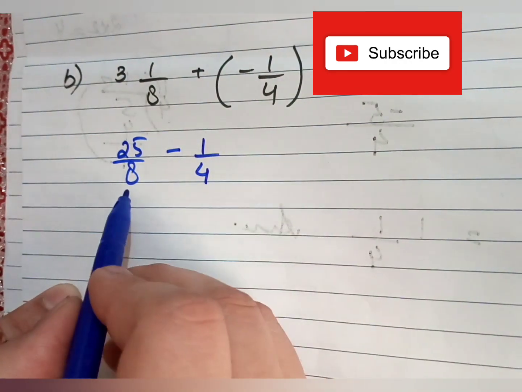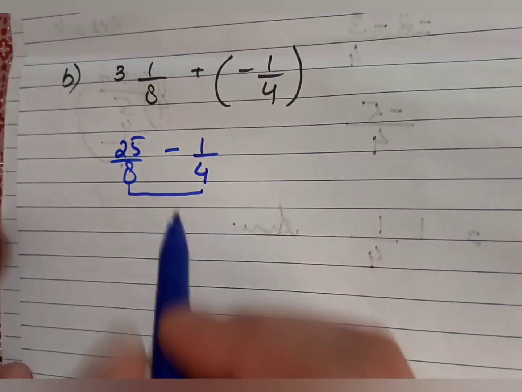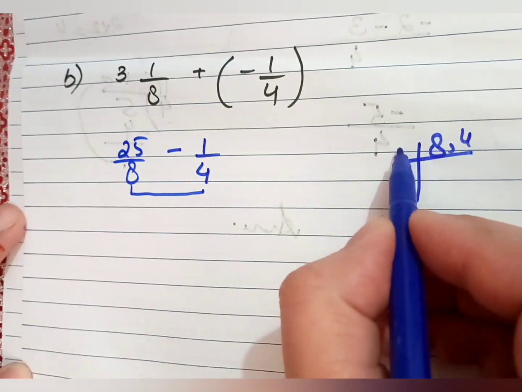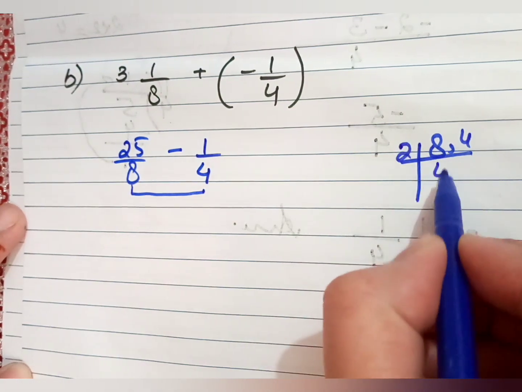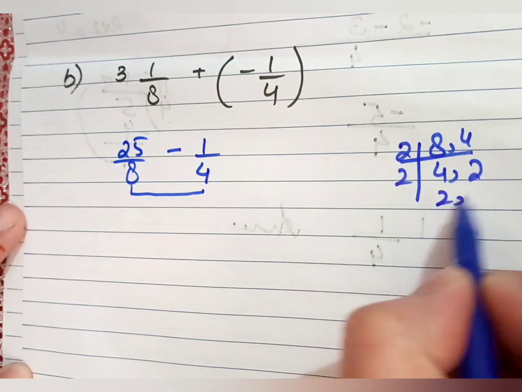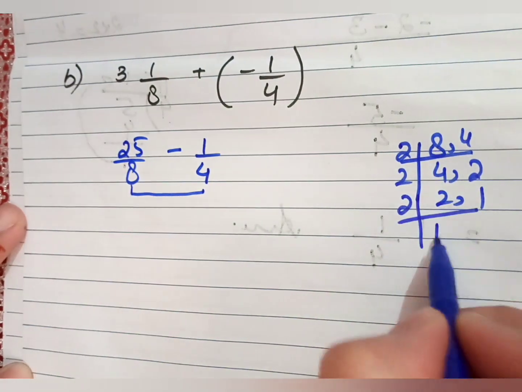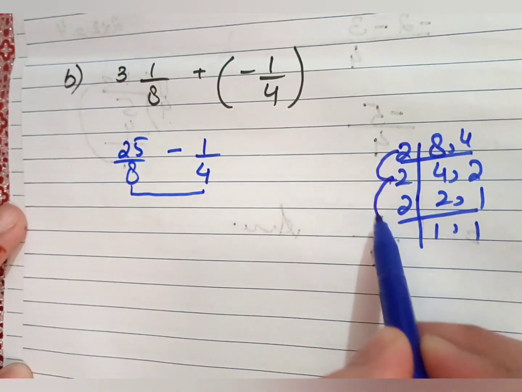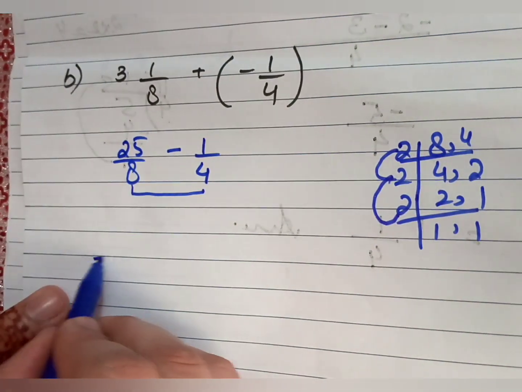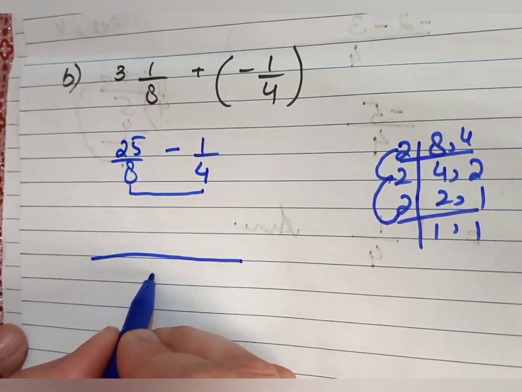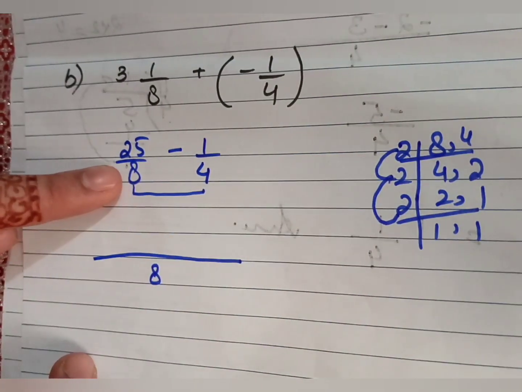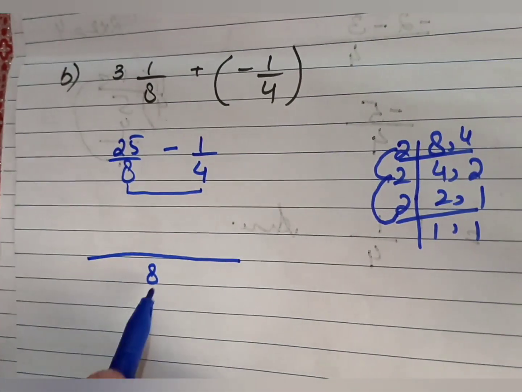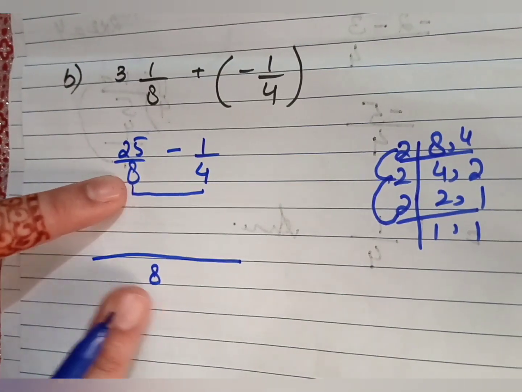In the next step we will take the LCM of 8 and 4. The LCM of 8 and 4 is 8. I will also solve it for you. 2 4s are 8, 2 2s are 4, 2 2s are 4, 2 1s are 2, and 2 1s are 2 and 1. Now multiply the factors: 2 2s are 4, 4 2s are 8. So taking the LCM of 4 and 8, we get the LCM 8. Now you can see that in the first fraction the denominator is 8 and the LCM is also 8. So there is no need to equalize because they are already equal.